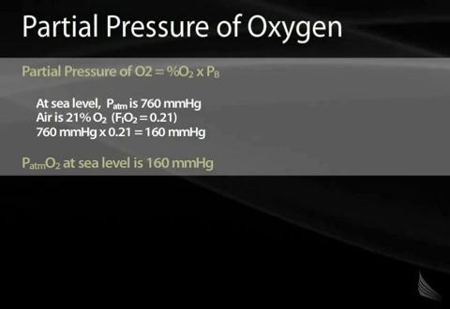The partial pressure of oxygen is the percentage of oxygen times the barometric pressure. So at sea level, atmospheric pressure or barometric pressure is 760 millimeters of mercury. And we know that room air, ambient air, is 21% oxygen. Therefore, the partial pressure of oxygen at sea level is 760 times 21%, or 160 millimeters of mercury. So the P atmospheric O2 at sea level is 160 millimeters of mercury.